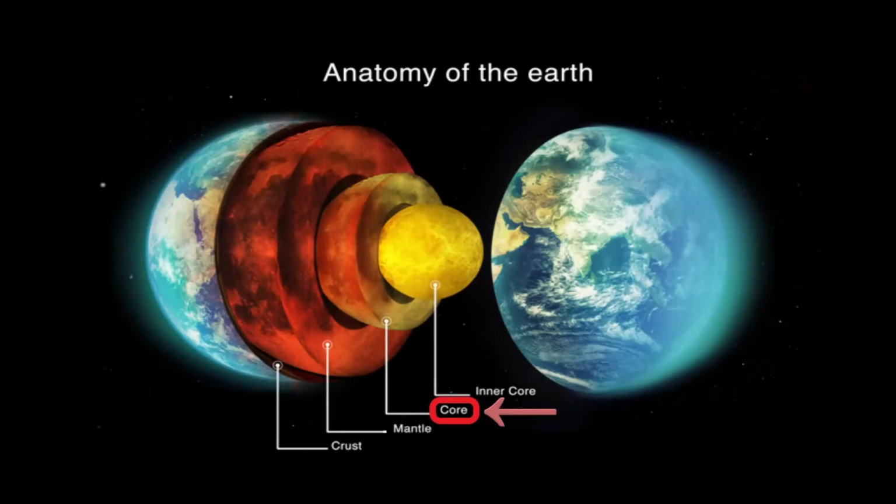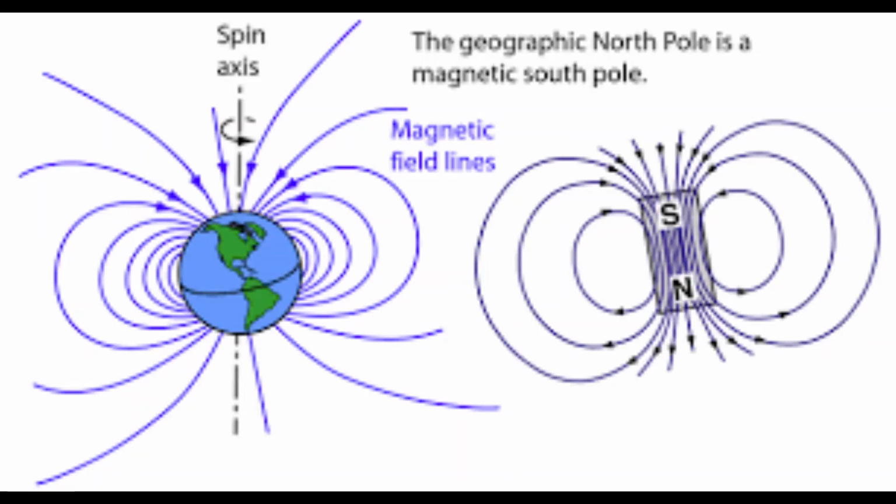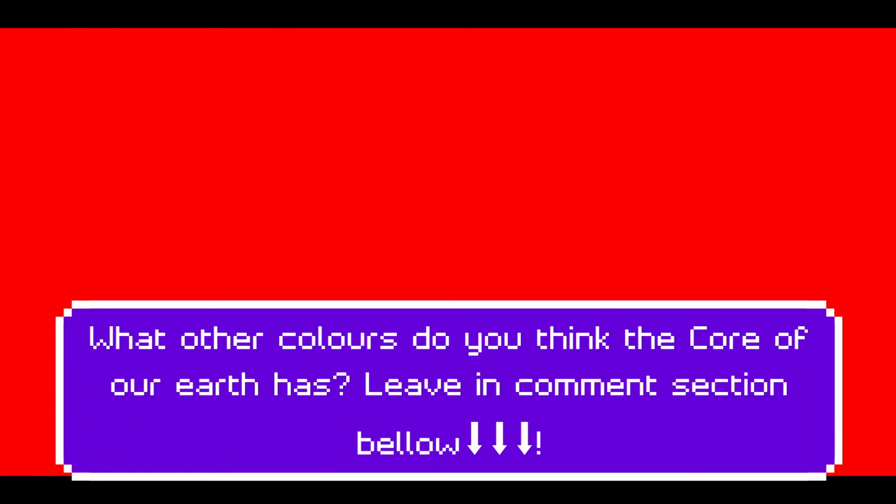Now, onto the core. The core is really liquid. And also, many people think that the magnetic field comes from the core. Wow, I don't think I knew that. And the color of the core was red. But what other colors do you think the core of our Earth has? Leave it in the comment section below.